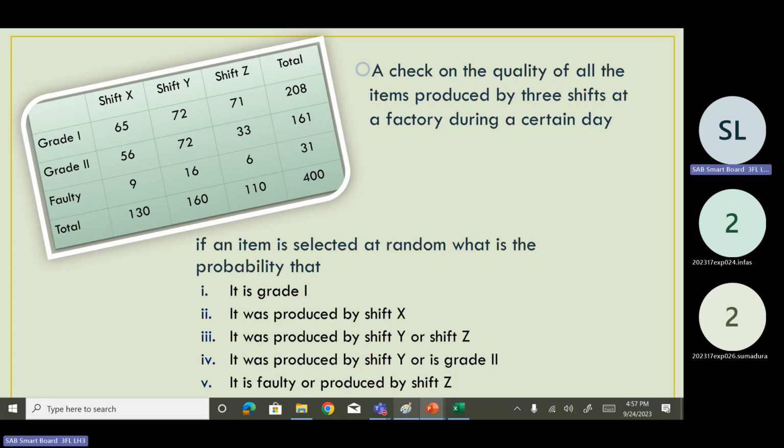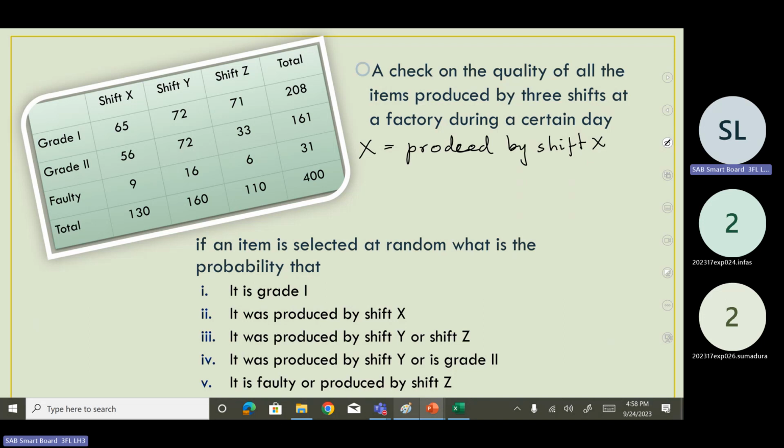One possible event is produced by shift X. We'll denote this by X. Why? Because if you want to write the probability of produced by shift X, you don't have to write a long statement. If you take this as X, you just write P(X). Otherwise, you have to write a long statement, probability of produced by shift X.